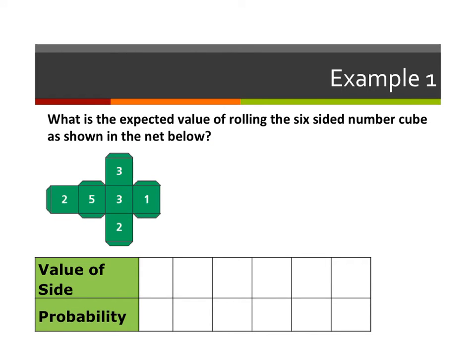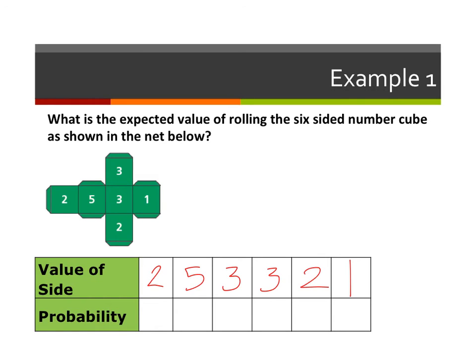So looking at example 1, and this is a pretty short lesson today, we only have a few examples that we're going to go over. I have a number cube, and it has the following numbers on each of the sides: 2, 5, 3, 3, 2, and 1. So what is the expected value of rolling the 6-sided number cube as shown in the net below? Well, I'm going to list the value of each side in my table here: 2, 5, 3, 3, 2, and 1.